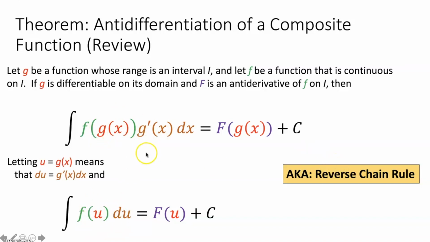Remember, you can just think about this as the reverse chain rule. If I were to take the derivative of this over here, the derivative of capital F of g of x, the antiderivative of f of g of x, I have a function within a function. So I would take the derivative of the outer function, leave the inner function alone, and multiply that by the derivative of the inner function by the chain rule. And I would get f of g of x times g prime of x, which is exactly what this is. So again, we're just using reverse chain rule here. That's what U-Substitution is allowing us to do.